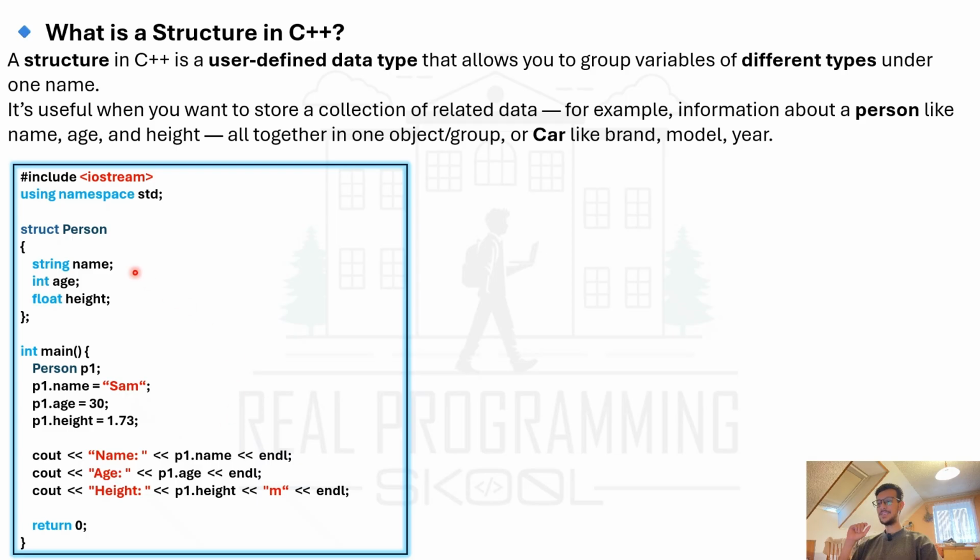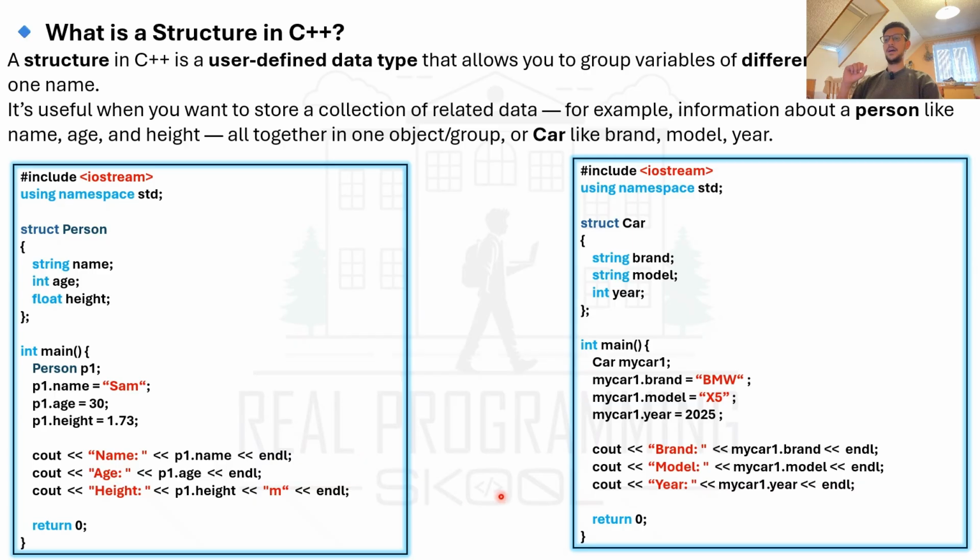We assign 1.73 to the variable height. By the way, we can assign these values inside the struct person, but I assign them outside to explain something to you later. After that, when we want to display it on the console screen, we use the cout object, less than double quotation name colon double quotation, this string or text, less than b1.name, it will print Sam. b1.age will display 30 on the console screen. b1.height will give me the height number.